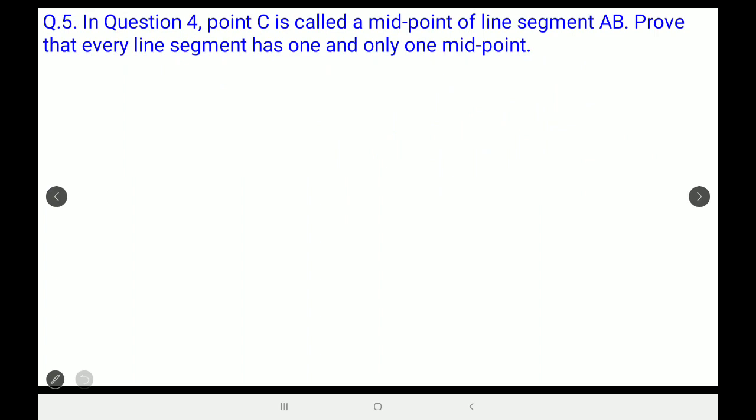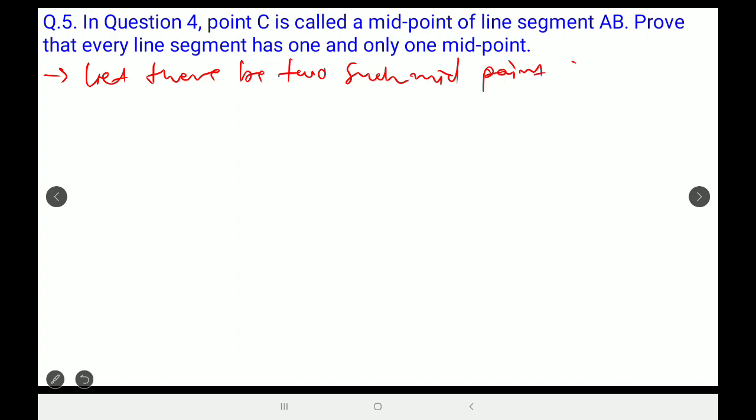In question number 4, point C is called the midpoint of the line segment AB. Prove that every line segment has one and only one midpoint. Okay. Let there be two such midpoints, C and D.